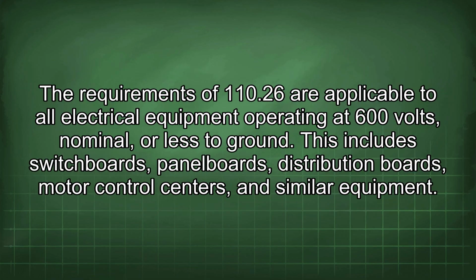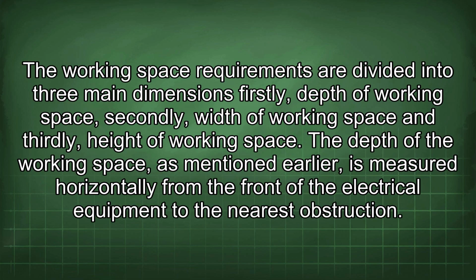The requirements of 110.26 are applicable to all electrical equipment operating at 600 volts, nominal, or less to ground. This includes switchboards, panel boards, distribution boards, motor control centers, and similar equipment. The working space requirements are divided into 3 main dimensions. Firstly, depth of working space. Secondly, width of working space, and thirdly, height of working space.